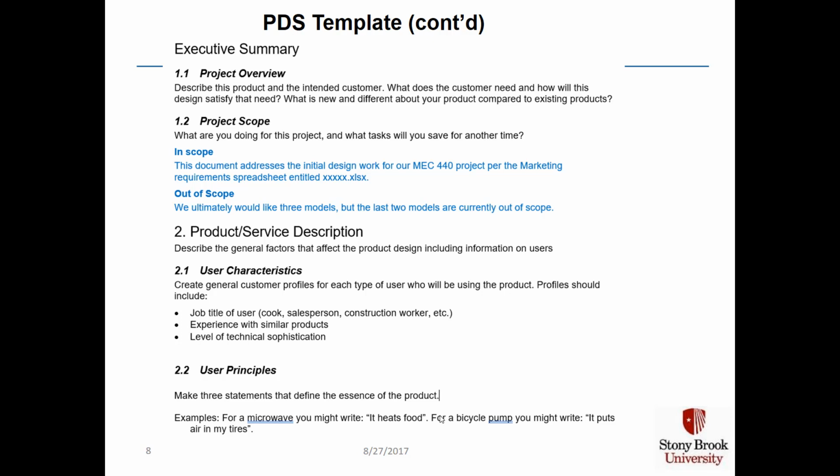In section 2.1, you define user characteristics for each type of user for the document. This is helpful as it reminds you whom you're designing the product for and what these people may care about in terms of features. In section 2.2, you define the product or user principles as we discussed a few slides ago.